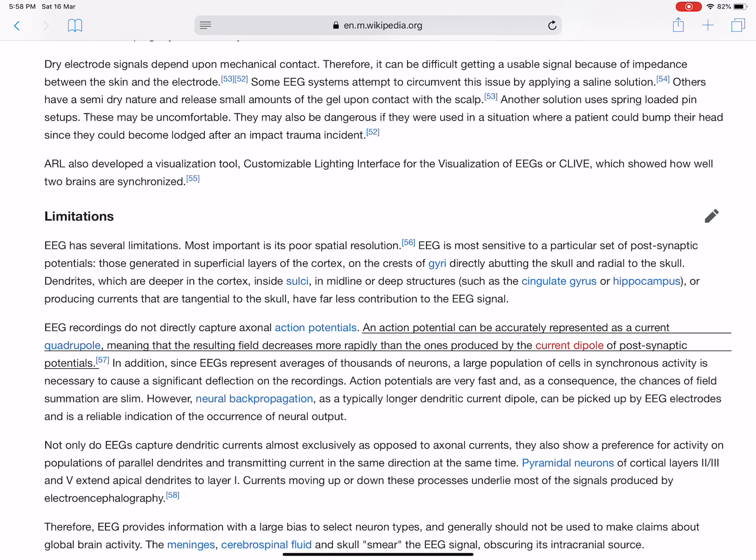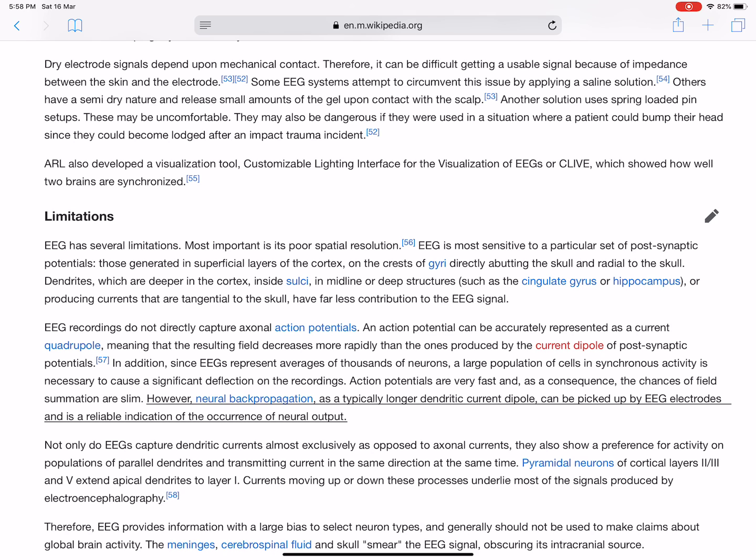In addition, since EEGs represent averages of thousands of neurons, a large population of cells in synchronous activity is necessary to cause a significant deflection on the recordings. Action potentials are very fast and, as a consequence, the chances of field summation are slim. However, neural backpropagation, as a typically longer dendritic current dipole, can be picked up by EEG electrodes and is a reliable indication of the occurrence of neural output.